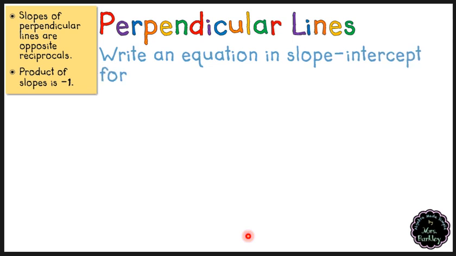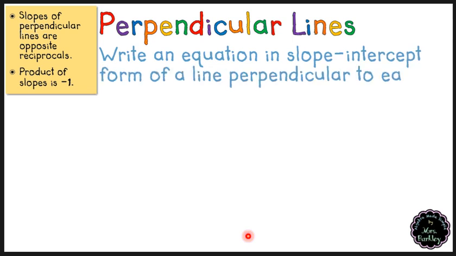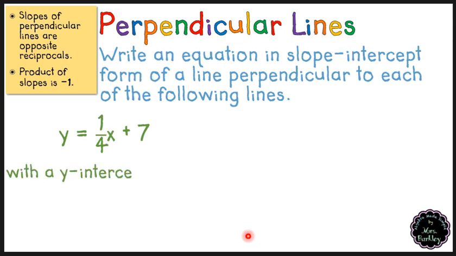We are going to work to write an equation in slope-intercept form of a line perpendicular to each of the following lines. So given the equation y equals 1/4 x plus 7, we are going to write an equation that is perpendicular to this line that also has a y-intercept of -10. Since this equation is in slope-intercept form, we are going to draw our attention to the slope, which in this case is 1/4. And we need our slope to be perpendicular to this line.